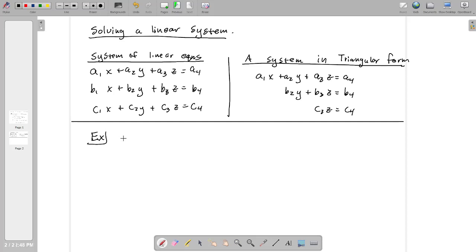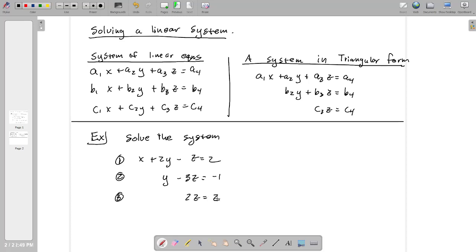Let's do an example here. Solve the system. So suppose we have the equations 1, x plus 2y minus z is equal to 2. 2, y minus 3z is equal to negative 1. And 3, 2z is equal to 2. Now all we need to do is solve for x, y, and z.